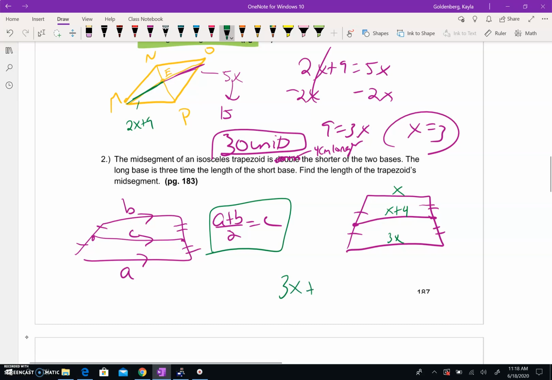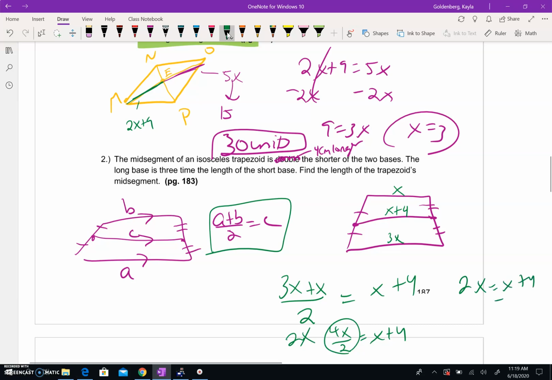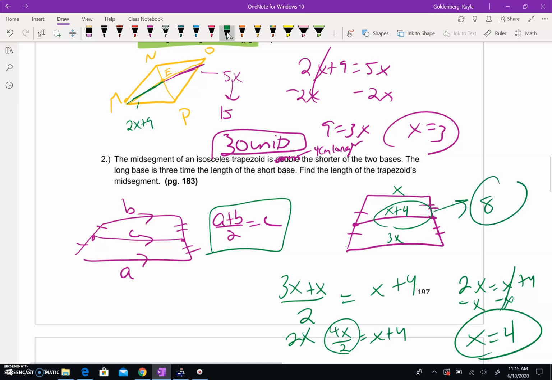So we know that 3x plus x cut in half has to equal x plus 4. 3x plus x is 4x, right? 4x cut in half is equal to x plus 4. 4x cut in half should be 2x. So I know that 2x is equal to x plus 4. If I subtract x on both sides, we find that x is equal to 4. And then taking that, we want the midsegment itself, so x plus 4 is equal to 8 units. Just plugging that in.